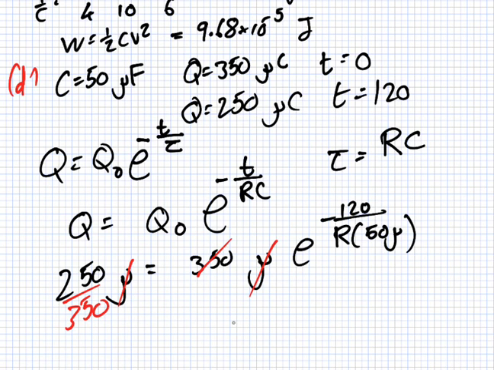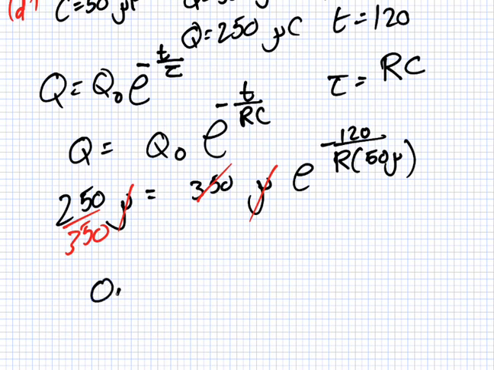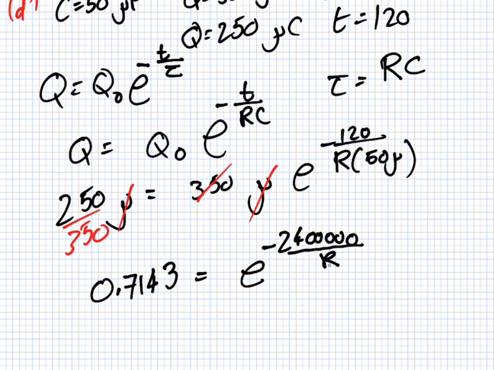So on the next line we get 0.7143 equals e to the power. It's given in the question. Where is your book of questions? Yeah. 120 divided by 50 micro. So here is minus 2400000 over R. Minus 24 times 10 to the 5. Yeah. And you put log on. You're right, Mohammed. Then we put log on both sides.